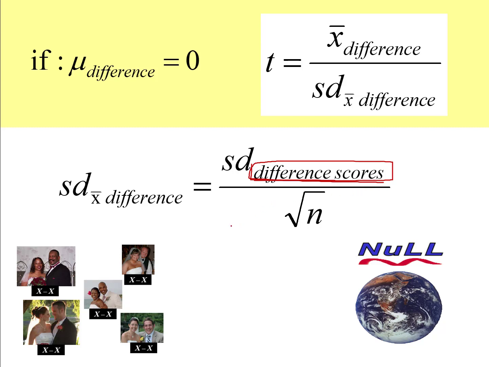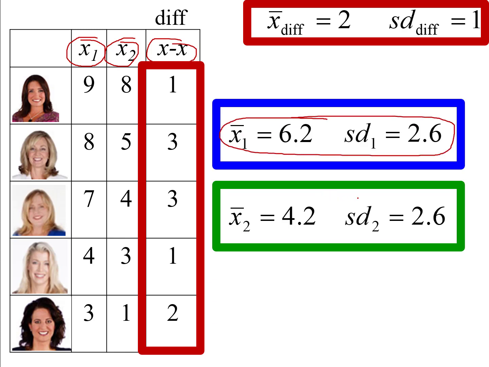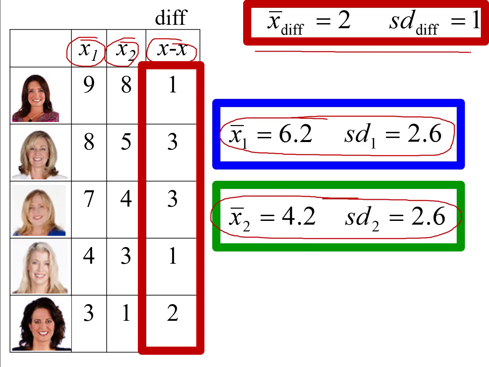Let me go back to that previous slide showing what a data set might look like for a paired sample study. Recall that if I'm doing a paired sample study, every case has a score on x1, every case has a score on x2, and every case has a difference score, which means we can calculate the mean and the standard deviation for the first x variable, a mean and a standard deviation for the second x variable, and the mean and the standard deviation for the difference scores.